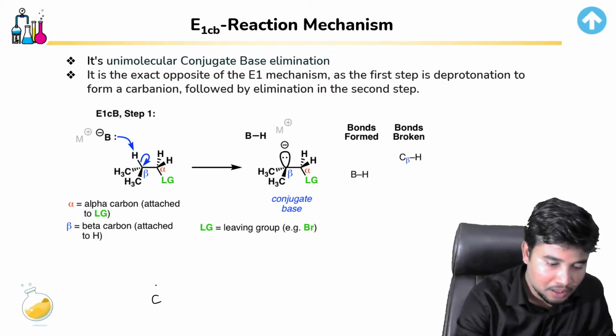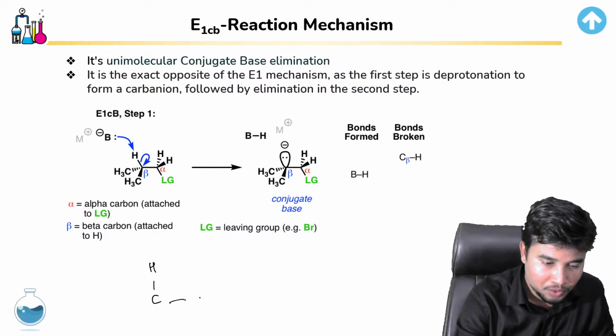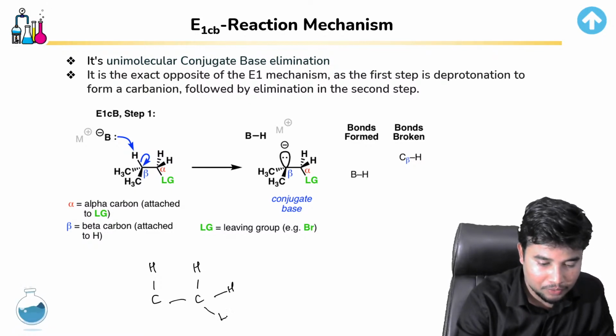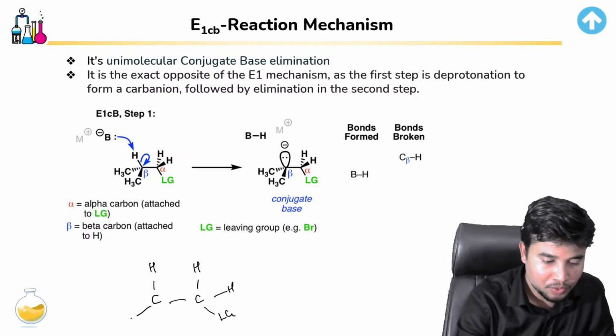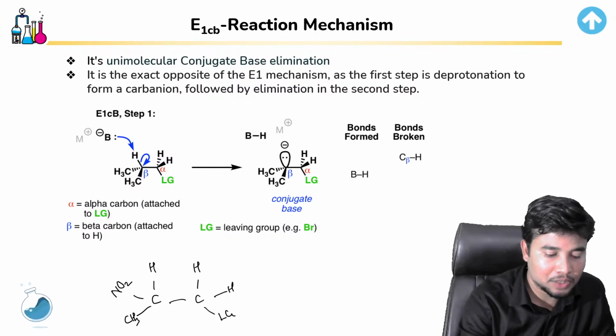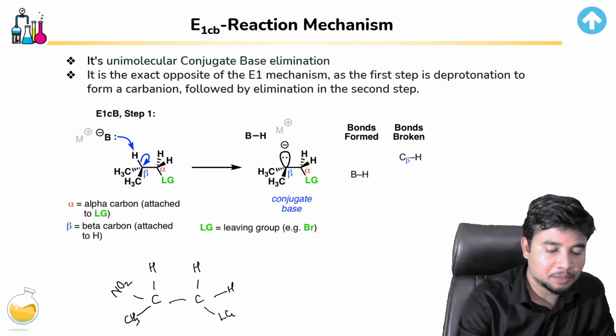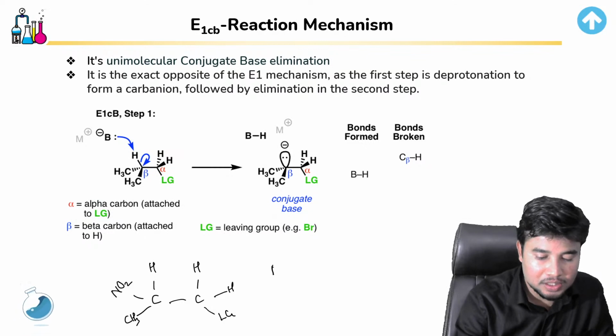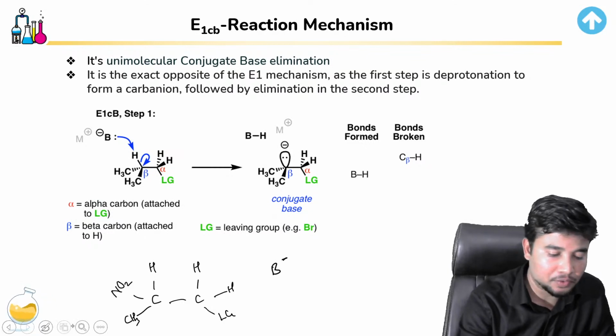For example, let's say you have a hydrogen, you have a carbon atom, you have another hydrogen. So hydrogen, you have a leaving group attached over here. You have, let's say, CH3, you have NO2 group attached. Okay, you need to have something like this, or you may have fluorine or something that stabilizes the negative charge. So in this case, the base would act first.